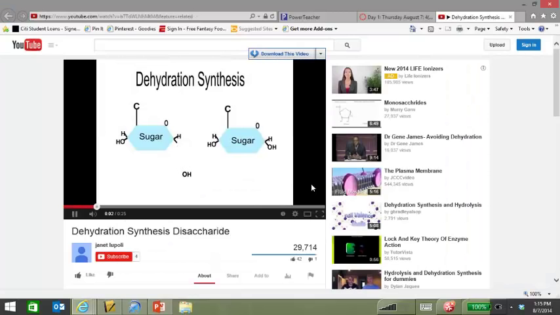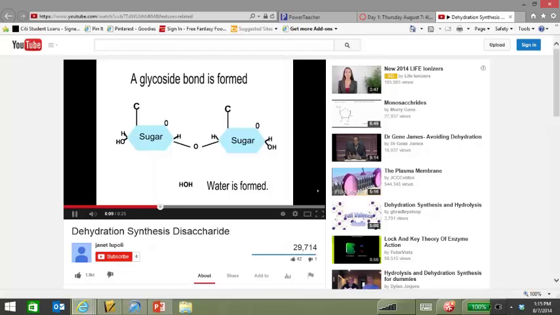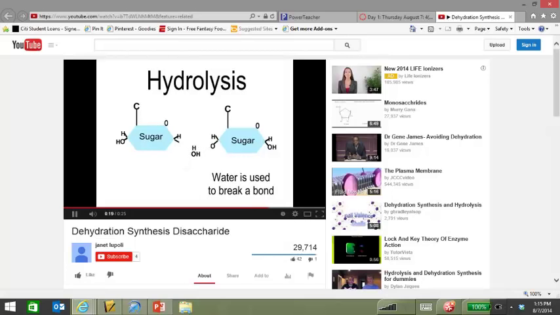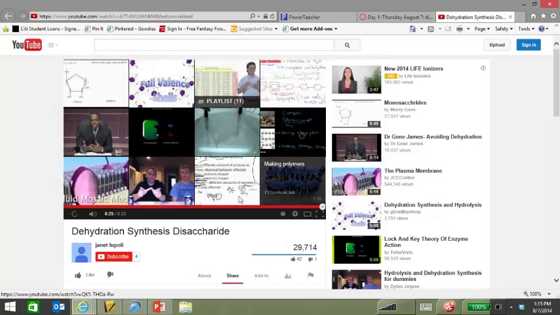You can see with this that one of them lost an OH and the other molecule lost an H. So there's our water that we formed, and notice that a bond was created, and we call this a disaccharide because this is two sugars. Di is two. Now hydrolysis is the opposite. Notice the water went back in, and when that happened, you had the two separate individual things again.